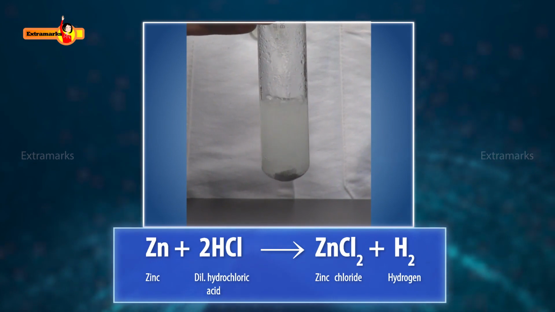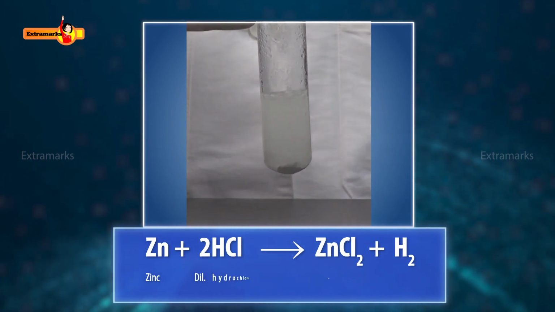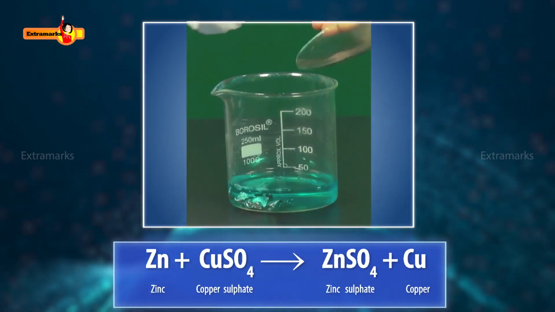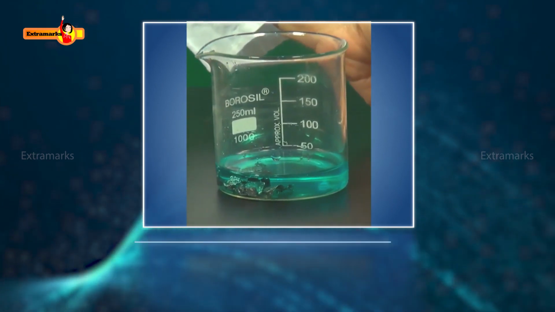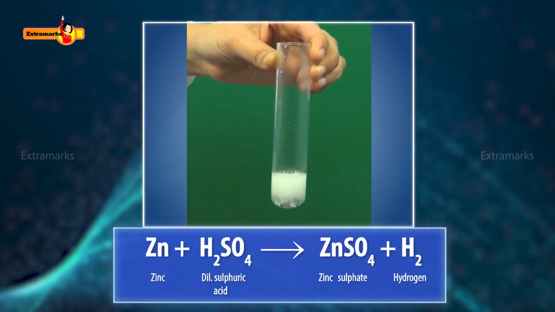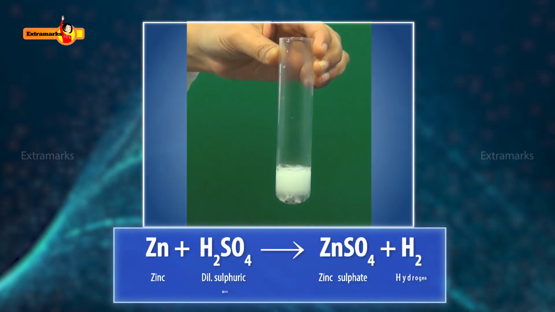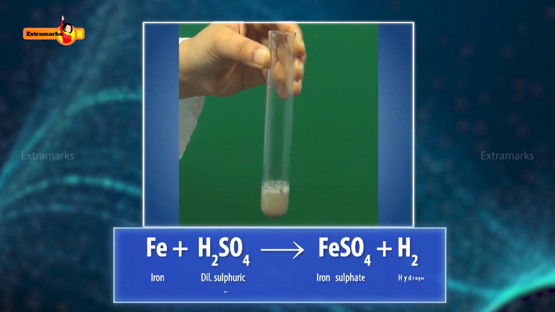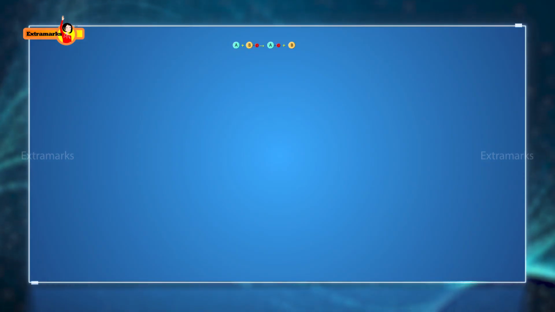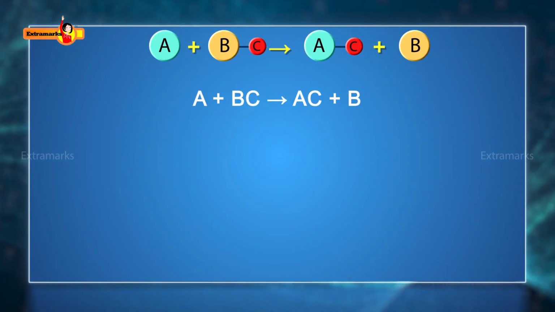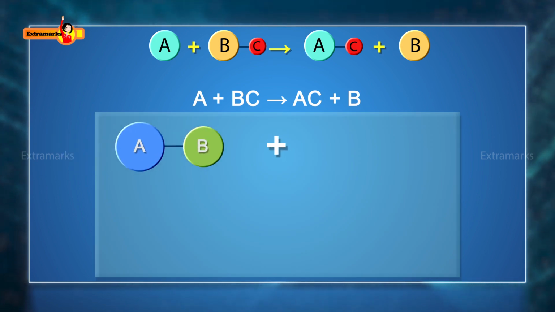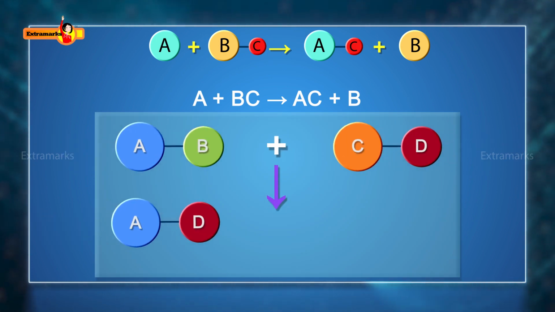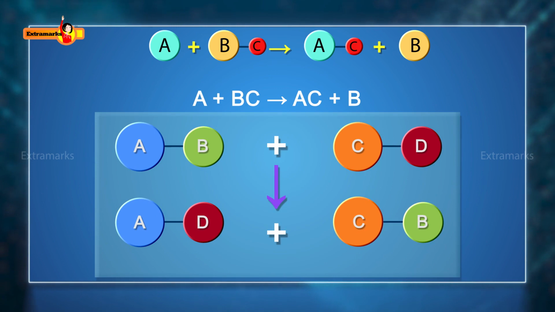Some other examples of displacement reactions are reaction of zinc metal with copper sulfate solution, reaction of zinc metal with dilute sulfuric acid, reaction of iron metal with dilute sulfuric acid. So far we have seen that a metal has displaced another metal from its compound. Can there be a reaction in which two metals or ions displace each other from their compounds?